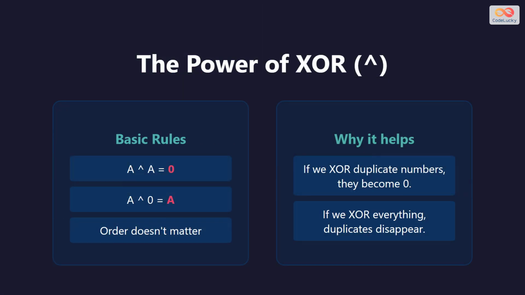To optimize space, we need Bitwise XOR. Remember 3 simple rules. First, a number XOR'd with itself is 0. Second, a number XOR'd with 0 remains unchanged. And third, the order in which we XOR numbers does not matter. This property allows us to cancel out duplicates without using extra memory.